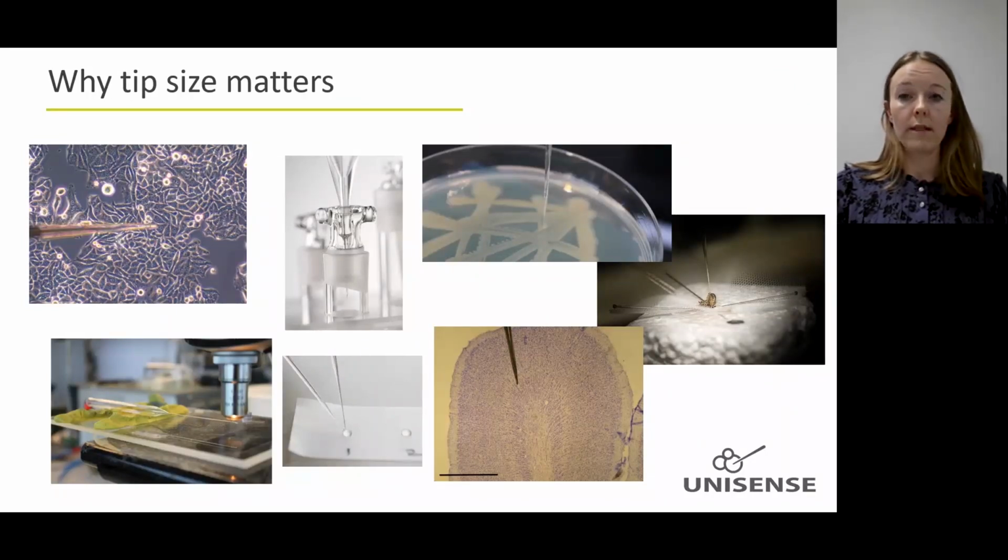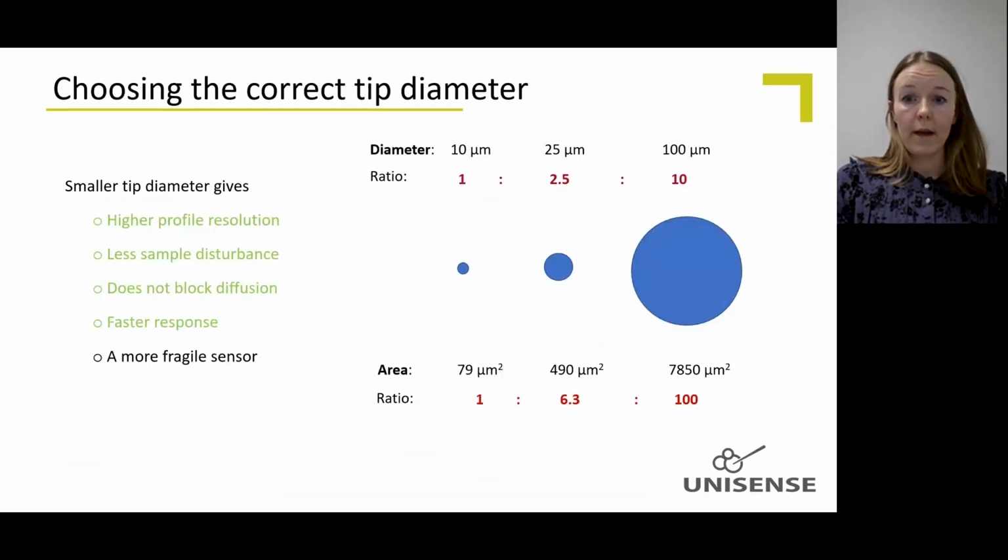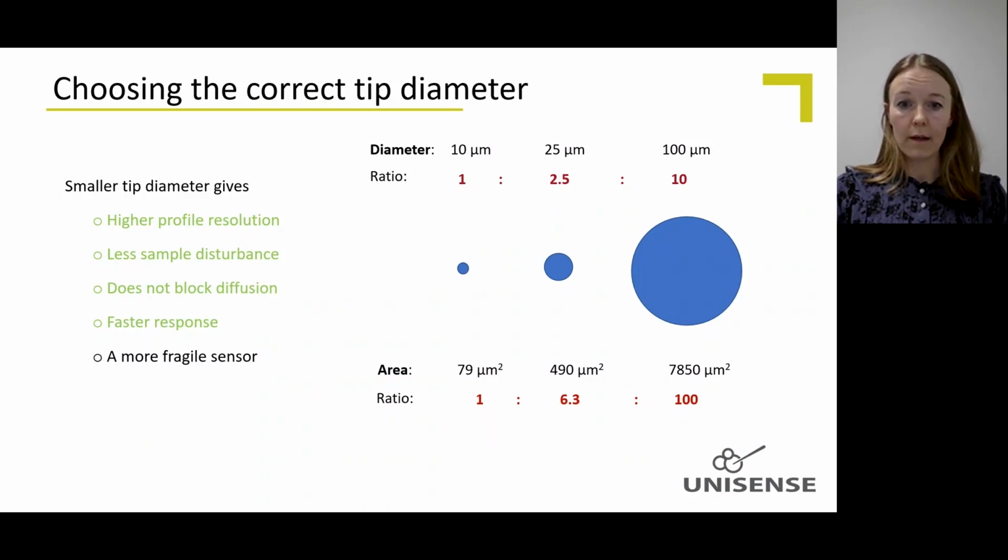So choosing the correct tip size is very important for your measurement, and the choice of tip size depends on the sample and the type of measurement that you would like to do. A small diameter has a number of benefits. It gives a high profile resolution. It disturbs the sample very little, and it does not block diffusion, and you can obtain a very fast response time. But a small tip is also fragile, and this must be considered when you prepare your experiment.